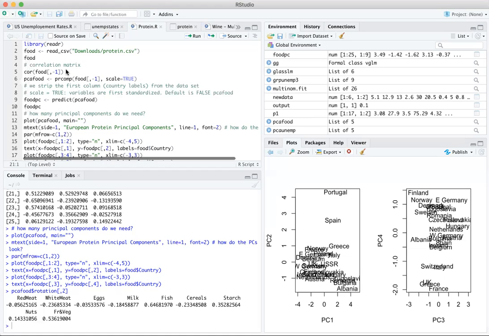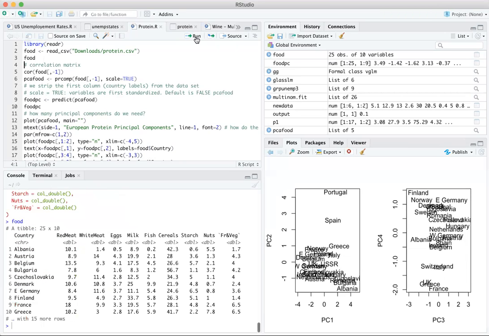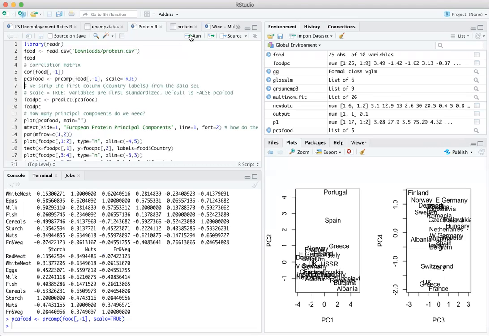So we'll start with this first example. We have named it food. And now we'll check the correlation matrix of food. We strip the first column, where the country labels are, from the data set. Scale equals true, so the variables are first standardized, and the default is false, which is PCA food.